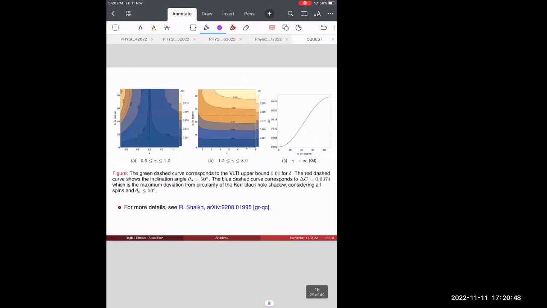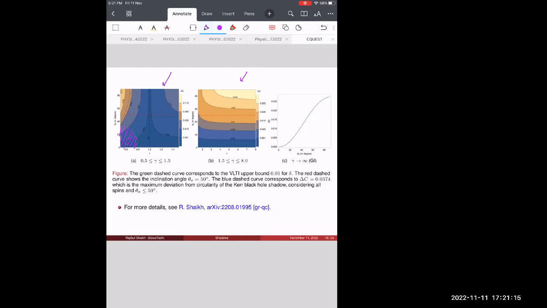Although the Sagittarius A star paper has not provided any constraint on the deviation from circularity, we have plotted this deviation from circularity for different gamma and inclination angles. And this is the region which is excluded by the VLTI upper bound for delta.